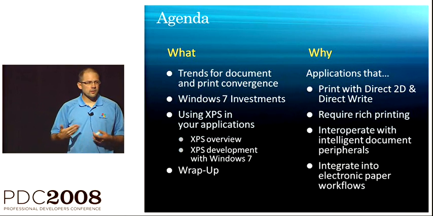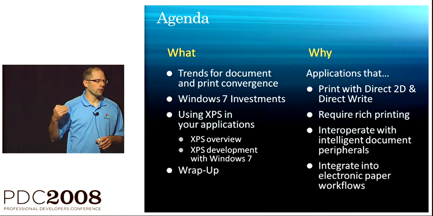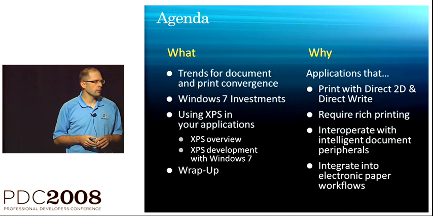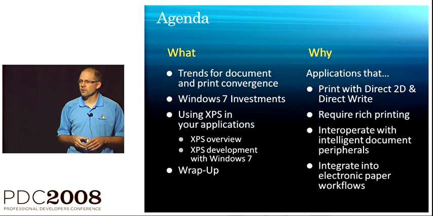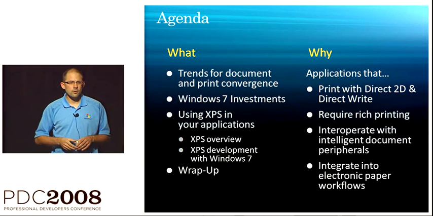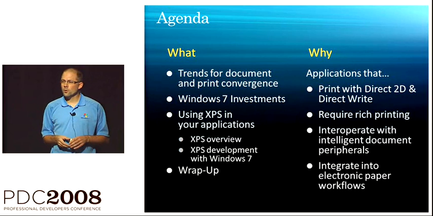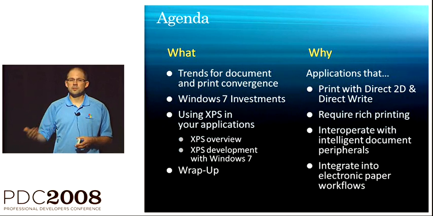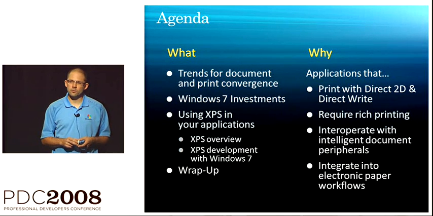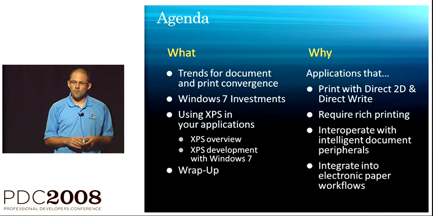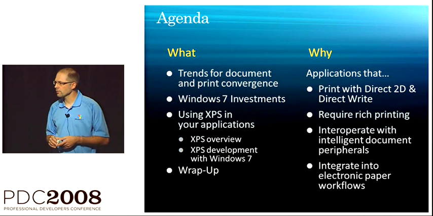Why this is important, or why we think this is important, if you're developing applications that need to print from the new D2D and D-Write, Direct Write and Direct 2D APIs that we announced this week that are in Windows 7, XPS and the API surface that we'll talk about today provide you a print path from those surfaces. Also, if you're working on applications that require very rich printing support, so if you're looking at wide gamut, high dynamic range, high precision color photography, if you're looking at advanced graphics, transparency, those kinds of things in your application, there's now a way to get those down into the print path.